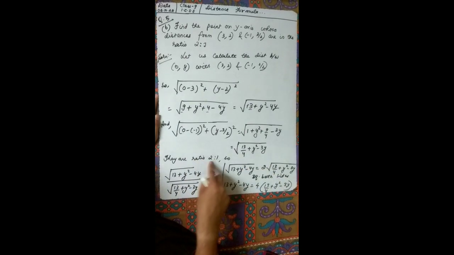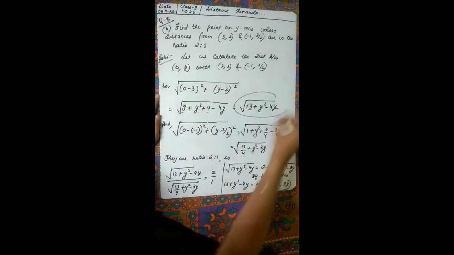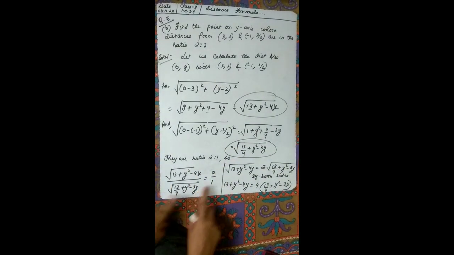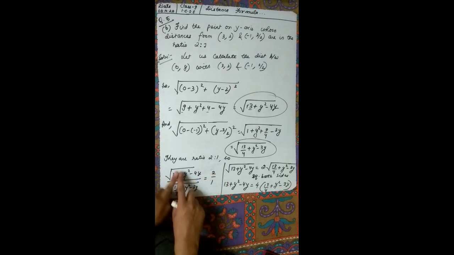Now they are in the ratio 2:1. So this upon this will be equal to 2 upon 1. Now take this expression to that side and this one here, so we'll get this step. Squaring both the sides, because we need to remove the square root. This 2 will be 4, 2 square will be 4, and we have removed the root here.